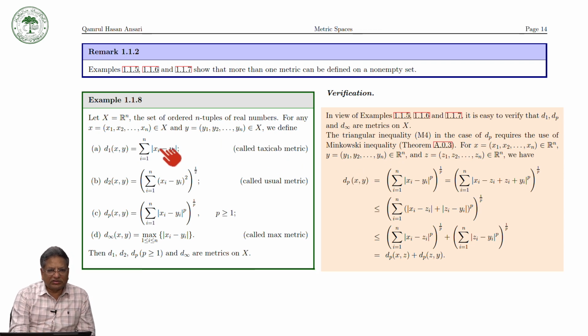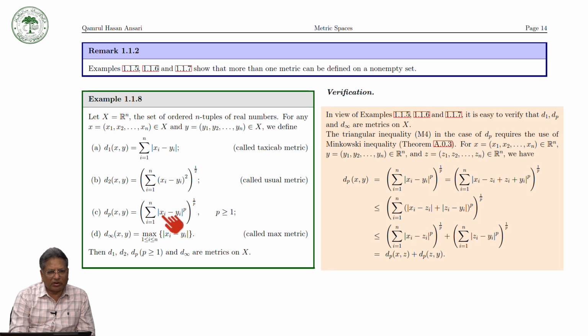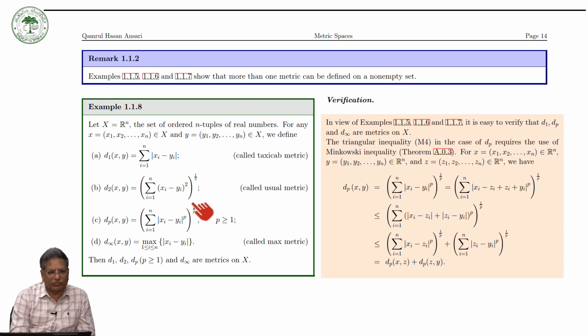Then we define the d2 metric: d2(x, y) is equal to the summation, i runs from 1 to n, of xi minus yi squared, whole raised to the power half. It is the same as the usual metric. Then we define dp(x, y), the summation, i runs from 1 to n, of mod of xi minus yi raised to the power p, whole raised to the power 1 over p, where p is greater than or equal to 1. Then we define d infinity, also called the max metric or sup metric: d infinity(x, y) is equal to the maximum of mod of xi minus yi, i runs from 1 to n.